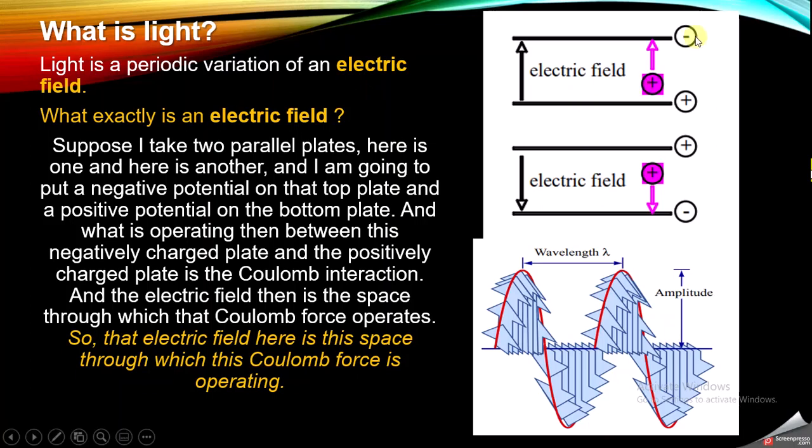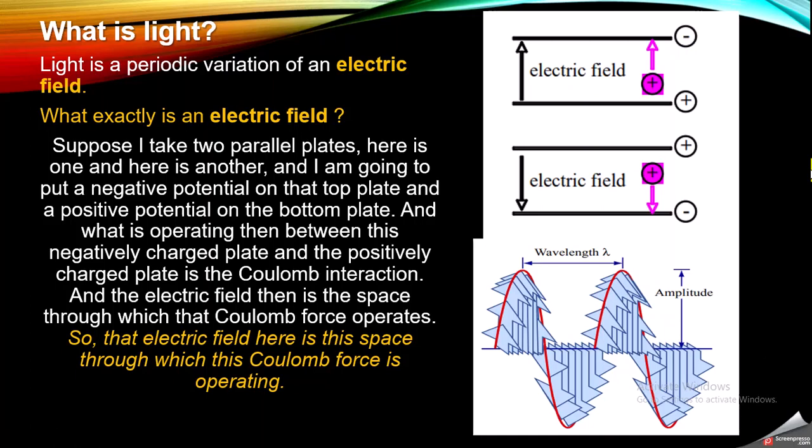For this, suppose that I have two parallel plates like these, and I am going to put a negative potential on this one plate and a positive potential on this plate at the bottom. Now what is operating between these two plates, the negatively charged plate and the positively charged plate, is the Coulomb interaction that we studied in the last lecture: the force between positive and negative charges is the Coulomb force of attraction.